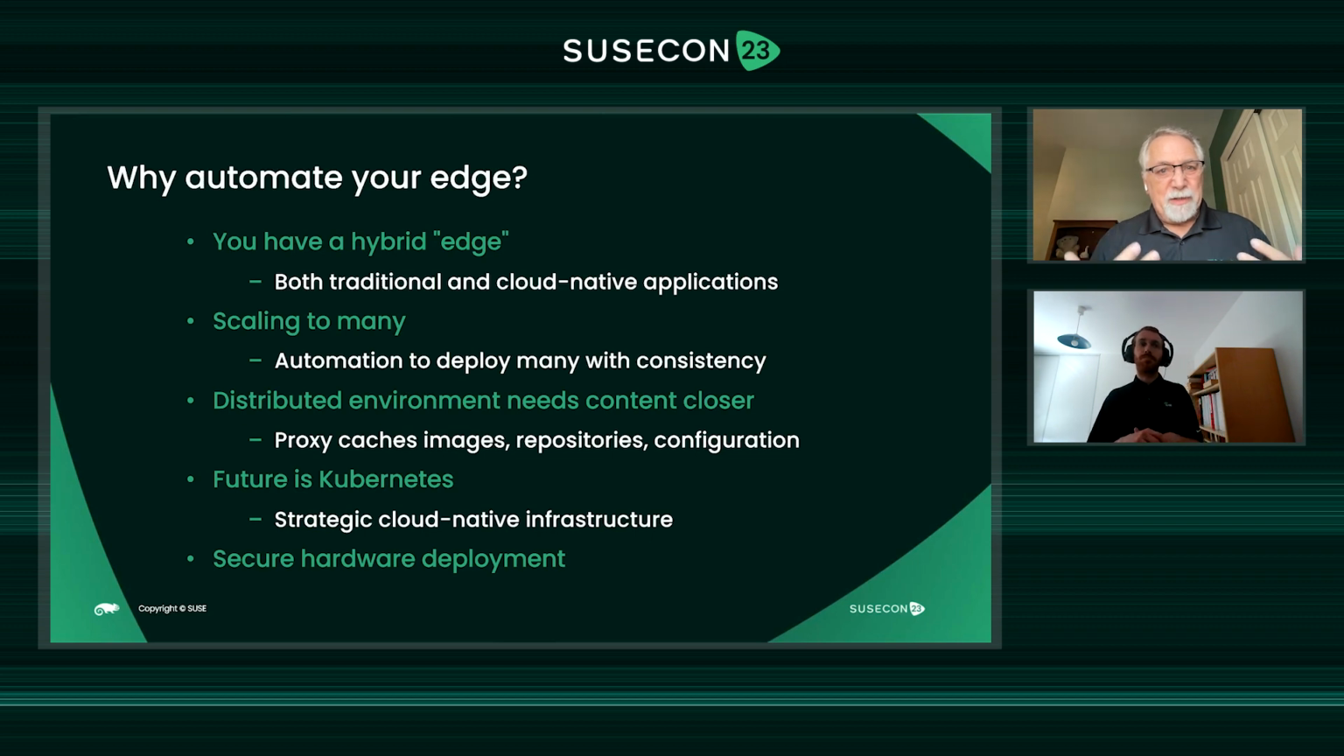So, what we are proposing here is that we can give you proxy cache for those virtual workloads for images, repositories, configurations, the things that are going to make it consistent. And we can do that on top of Kubernetes. So here we're showing how we integrate with strategic cloud native infrastructure to make this scalable and in a hybrid way be able to do this both now and in the future when you have additional cloud native applications.